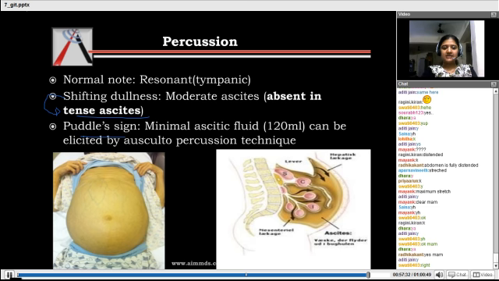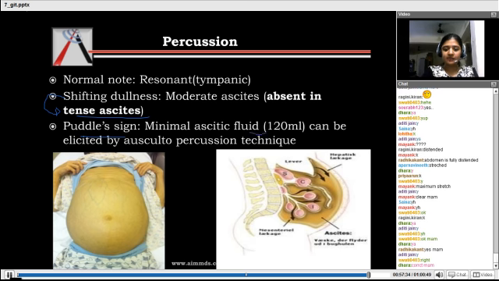Puddle sign is when you have a minimum ascitic fluid of about 120 ml, it can be elicited by auscultation and percussion technique. That is puddle sign.